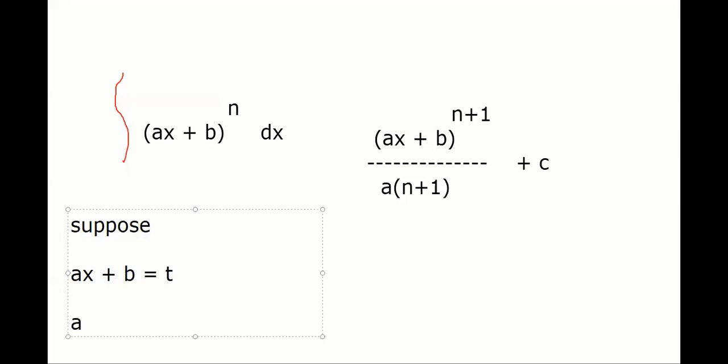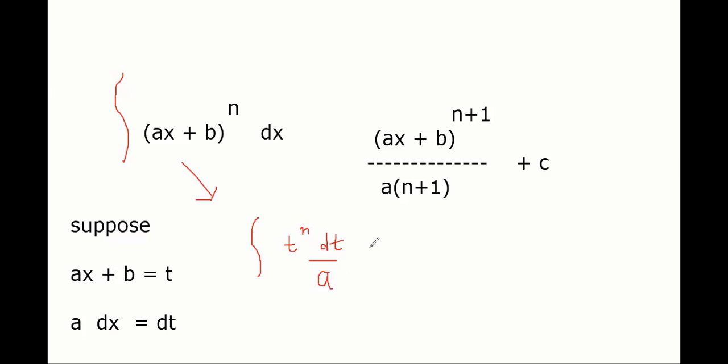Integration of (ax + b)^n dx equals, right? So what happens is, instead of this, now my question becomes: let ax + b equal t, so t to the power n. dx is dt by a. Correct? I am explaining why it happens like that. Correct?